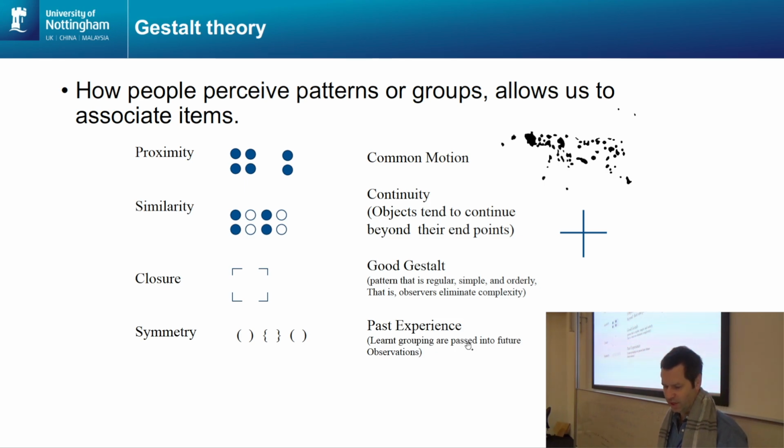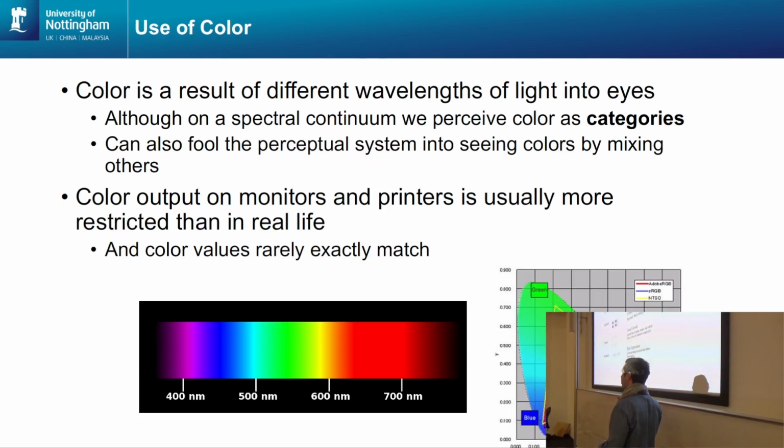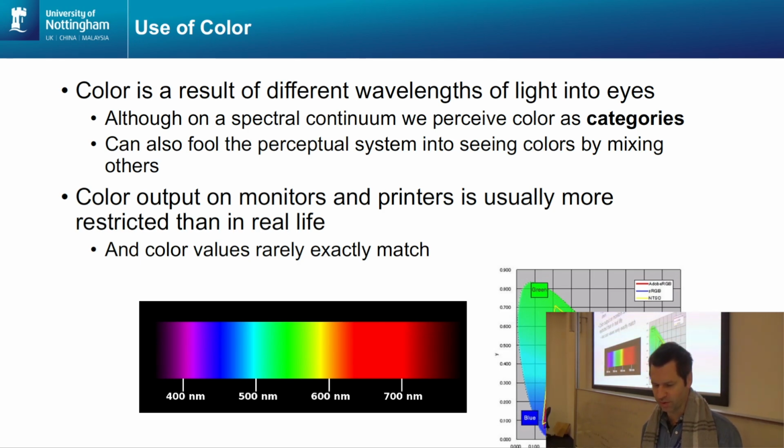Continuity is an association, right? And past experience, right? So our visual system has a lot of complicated processing, and we don't even understand all of the properties of the human visual system because it's so complicated.